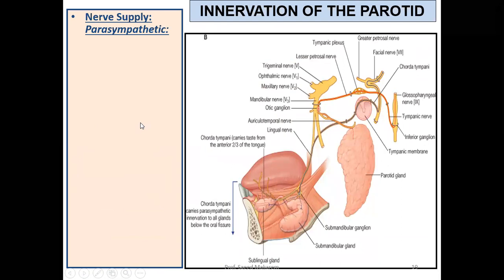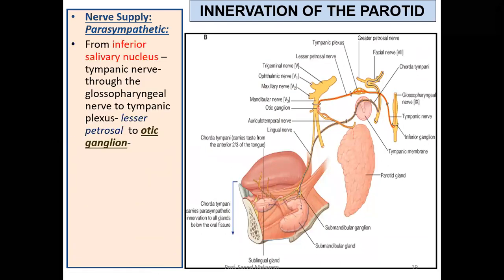Now coming to the parasympathetic innervation of this parotid gland, it is from the inferior salivary nucleus. Okay, so it will be giving the tympanic nerve, and this tympanic nerve goes through the glossopharyngeal nerve to the tympanic plexus, and from there the lesser petrosal to the otic ganglion. You can see here, here is the glossopharyngeal nerve. This is the ninth cranial nerve.